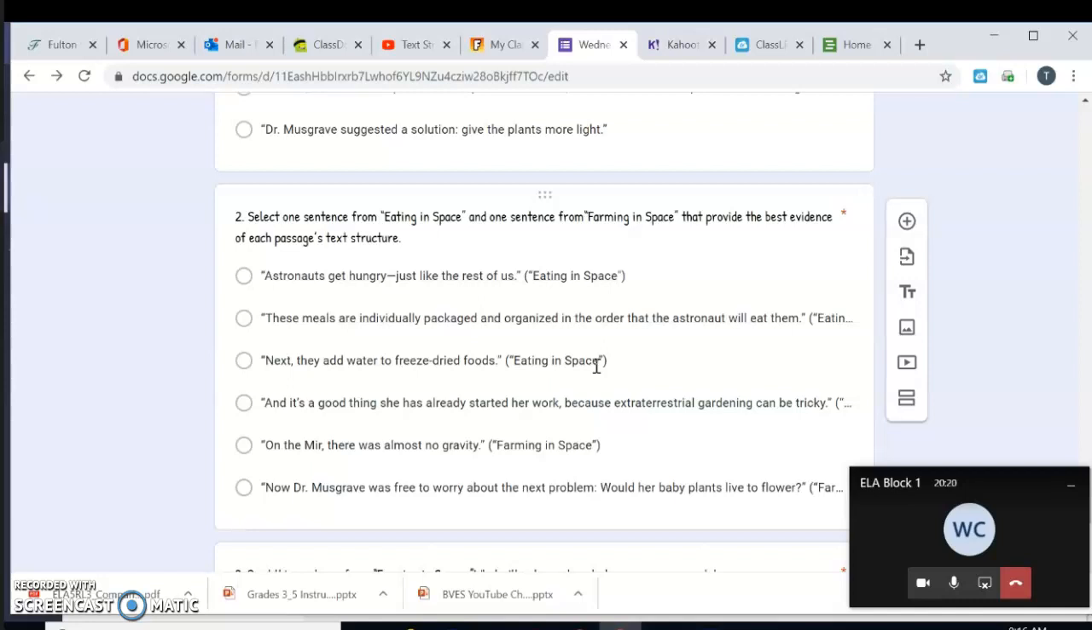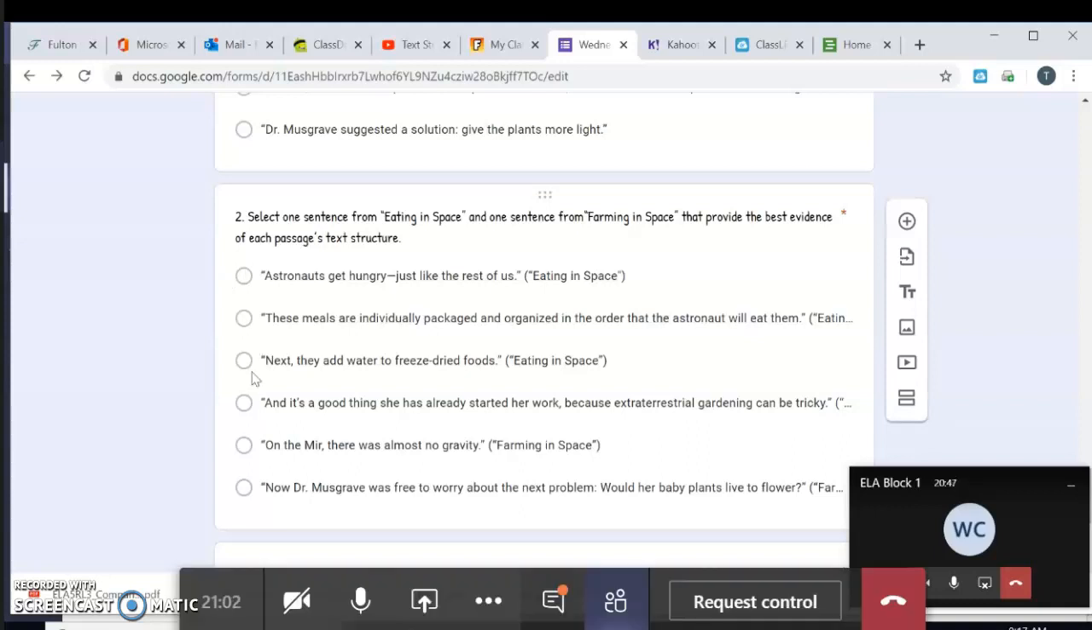And we learned earlier that eating in space gives the steps in a process, which is chronology. Great job. So now we have to figure out which one of these other sentences goes along with farming in space. Which one of these sentences goes along with problem and solution? If it says eating in space, we're not even looking at that, so we're going to rule out this one, this one, this one.